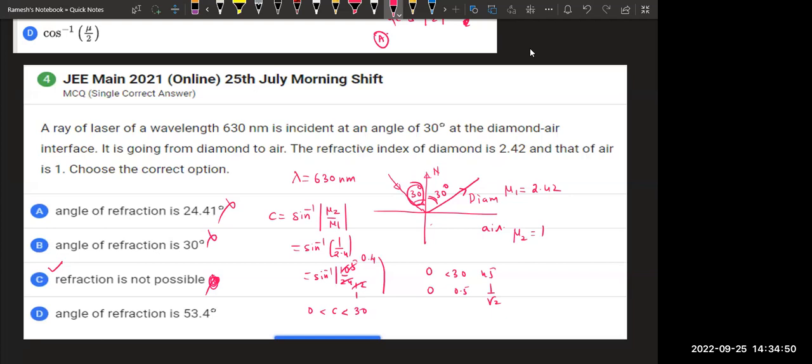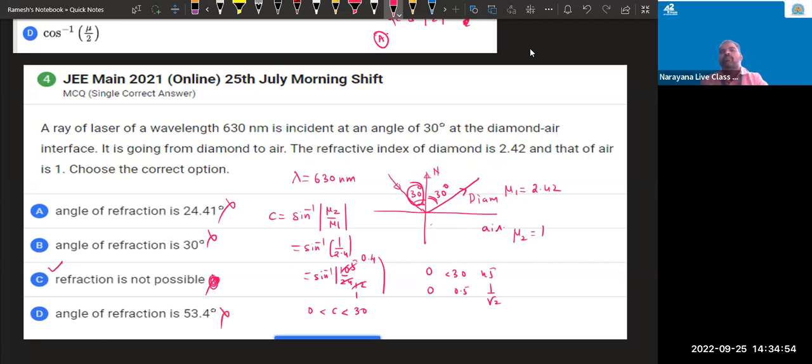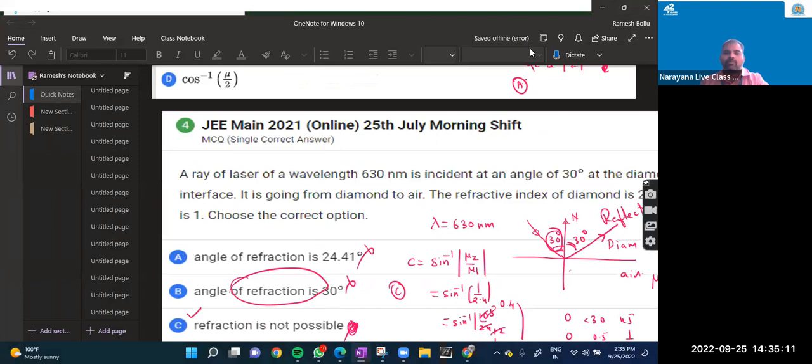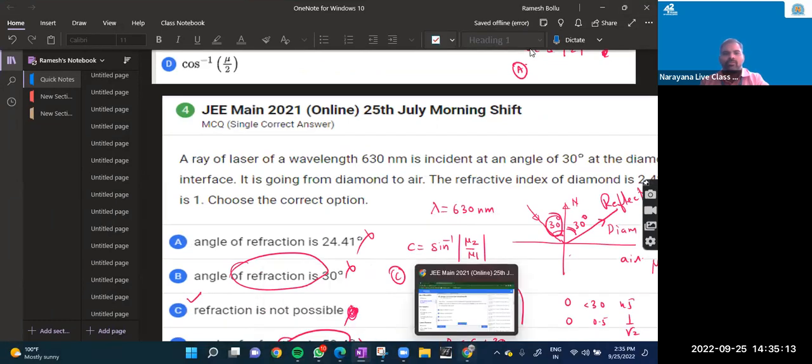B is wrong. D is wrong. Why this? Refraction is not possible, na? Only reflection, na? Then there is no point in discussing the angle of refraction. C is the correct answer. You understood the concept? Yes, sir, understood. You should know how we should use our intelligence.